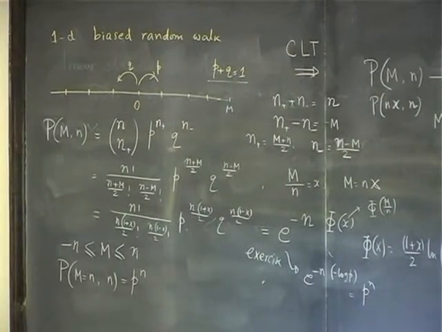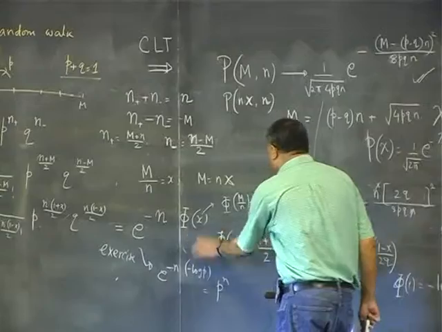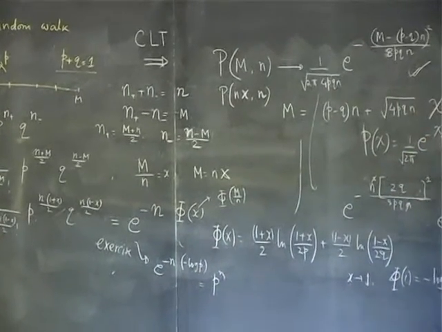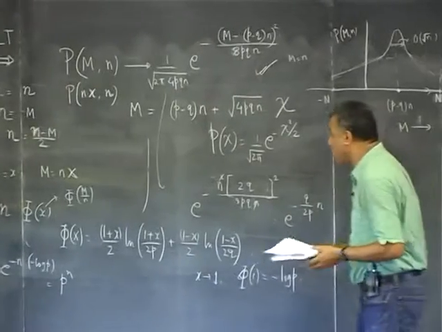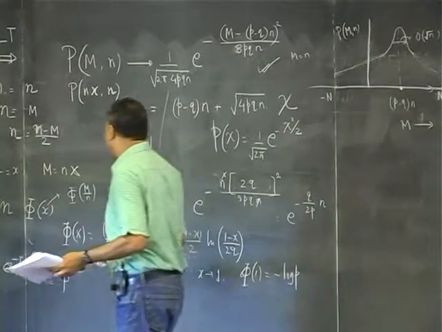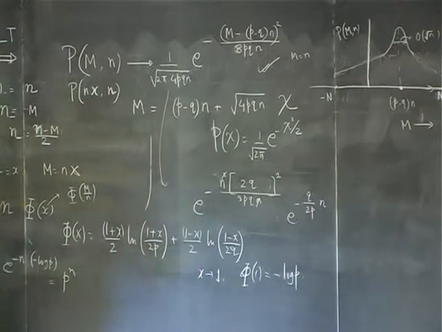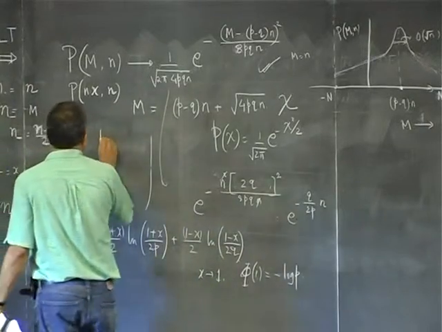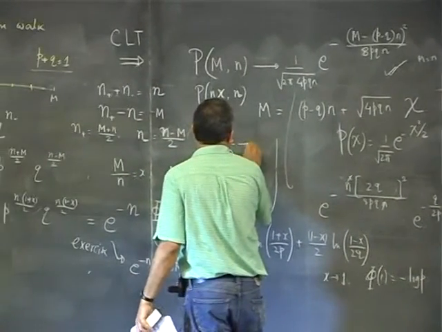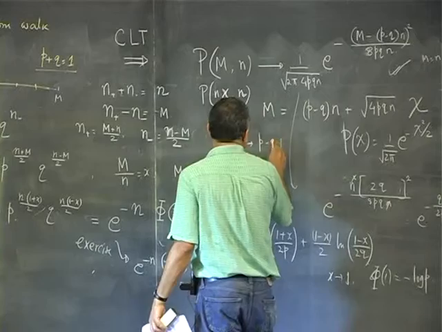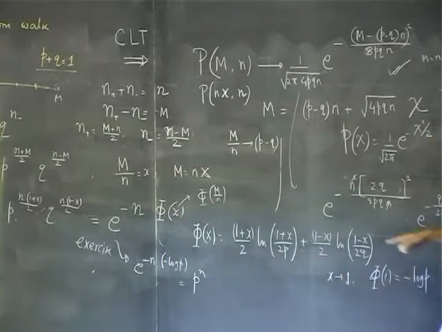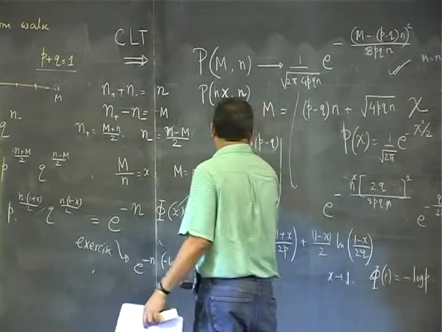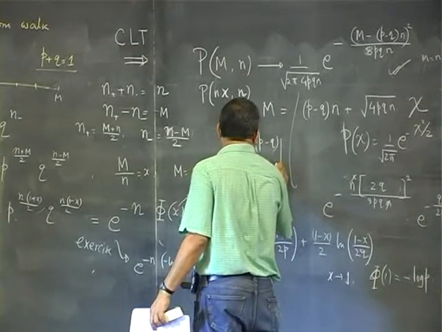And it's a smooth function. It describes the two endpoints. You can check that this and that both are given by this function, phi of x. And also, when you are near the mean, that means when m by n approaches the value p minus q, because that's the mean value, okay?